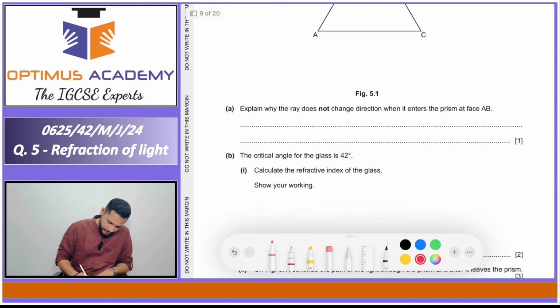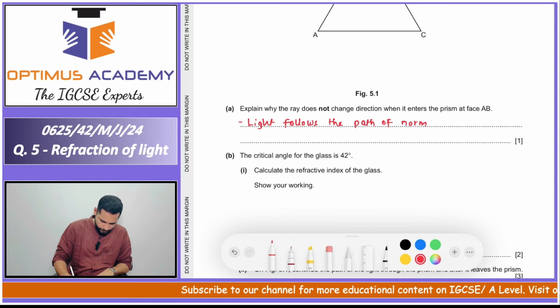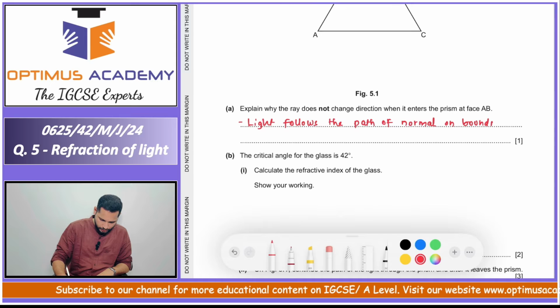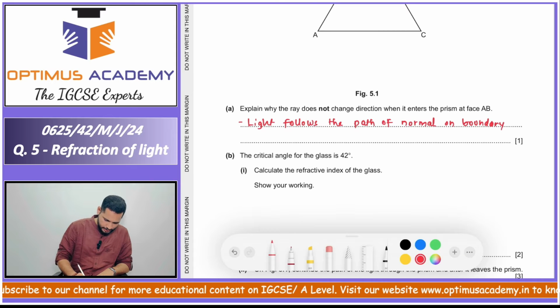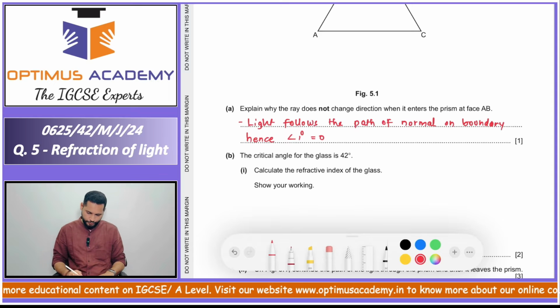We can write: light follows the path of normal on the boundary. Hence, the angle of incidence is 0.